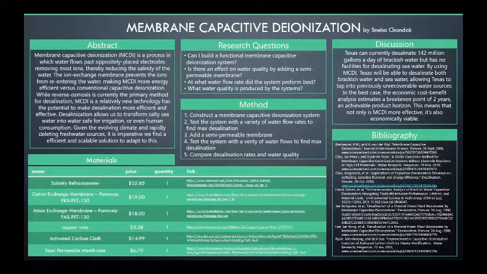My method is to first construct the membrane capacitive deionization system. To do this, I will use an activated carbon cloth as the electrode, an anion exchange membrane, and a cation exchange membrane. I will then test this setup with a variety of water flow rates to find the maximum desalination. I've also included a salinity refractometer to see whether or not the system is working.